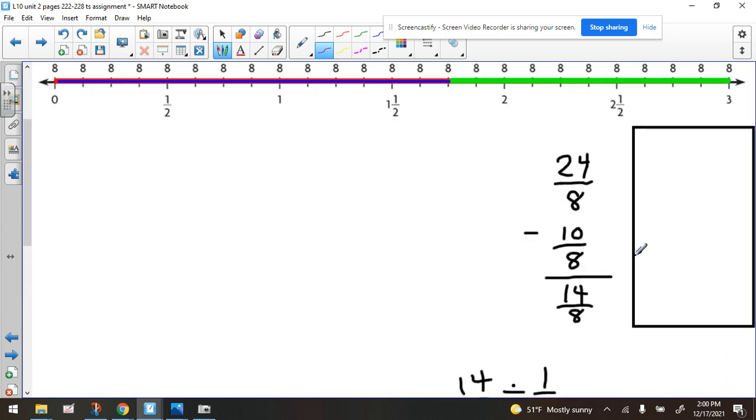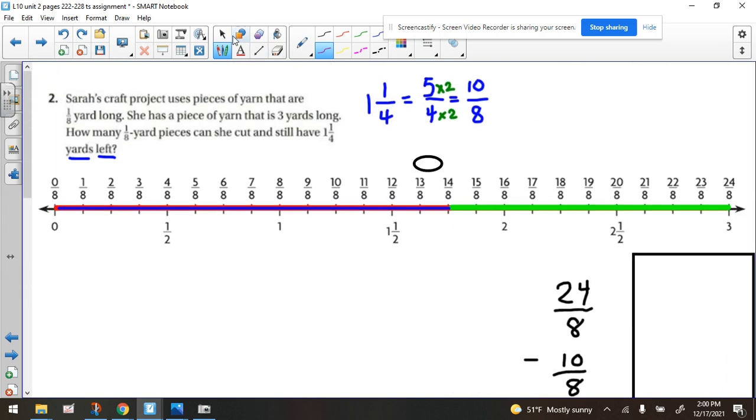So did we count 14 pieces of 1/8? In other words, when we counted, was there 14 of these oval circles between here and here, which is the amount that she would have used for her project? And the answer to that question is yes.